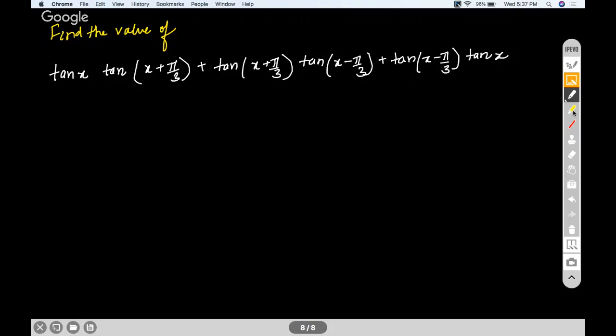Any idea? Okay, I'll just give you a hint here. Just do this operation tan A tan B plus 1. Okay. Yeah, yeah, take your time.